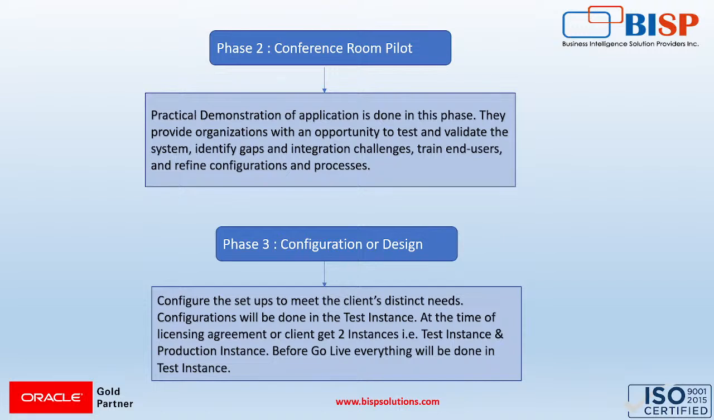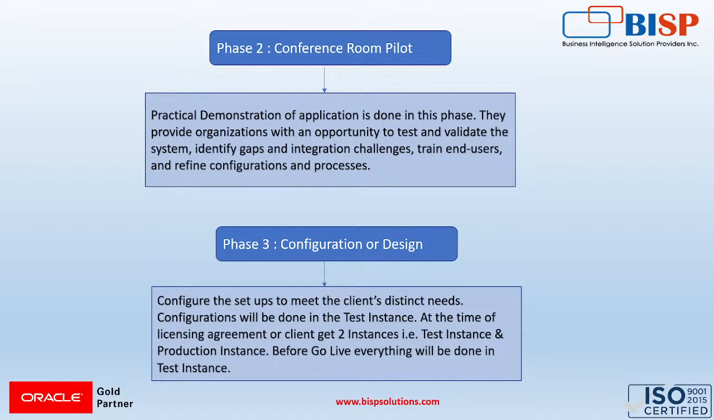Here we sit together with the business user, and all the technical and functional team will sit together. It is a one-time process where we can demonstrate the application, decide how to train the end user, and refine configuration and process. So the third phase to come is configuration or design. It means that we have to configure all the setups, all the processes that meet the client's needs.